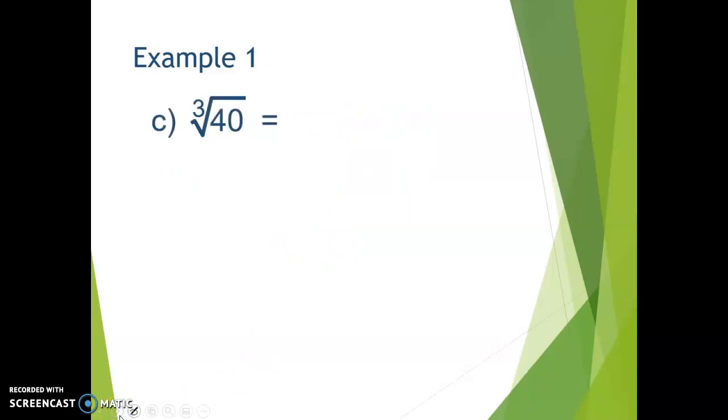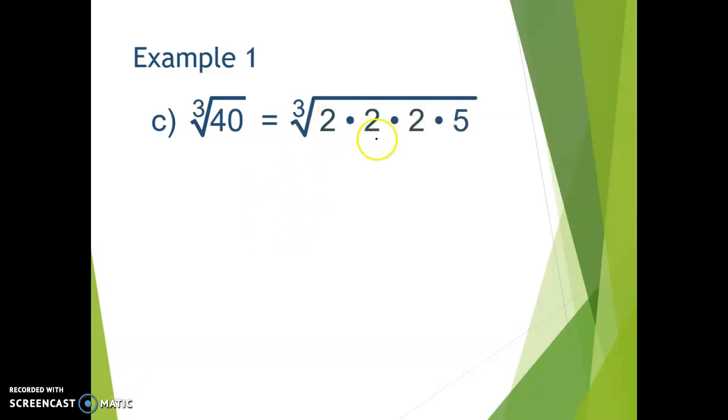Let's try the cubed root of 40. The first thing I need to do is the prime factorization of 40. And when I do that, I get 2 times 2 times 2 times 5. This time my index is 3, so I'm looking for factors that are repeated 3 times. And I see that 2 times 2 times 2 is repeated 3 times. That's 2 cubed. So I'm going to rewrite my radical as a radical of 2 cubed and a radical of my leftover parts, which in this case is just 5.